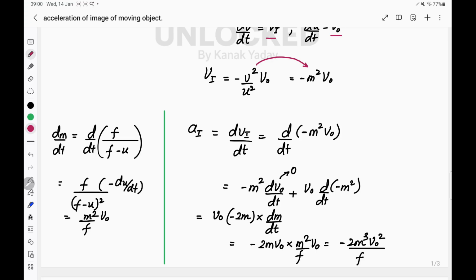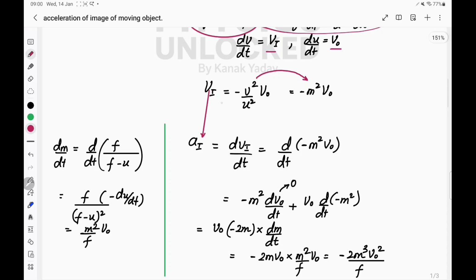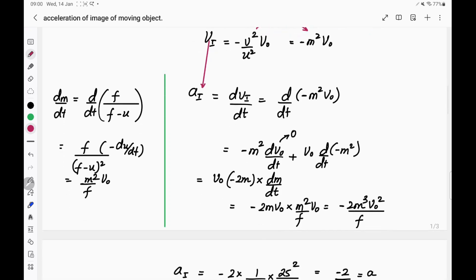The next step is to differentiate this relation again and get the acceleration relation. So if I differentiate the velocity relation, I get the acceleration relation. a_i is equal to dv_i by dt, which is d by dt of minus m square v_o. Now one thing we should always remember, m is a variable. If you change the object distance and image distance, m value will change. So we'll have to apply the product rule. So minus m square into dv_o by dt plus v_o into d by dt of minus m square.